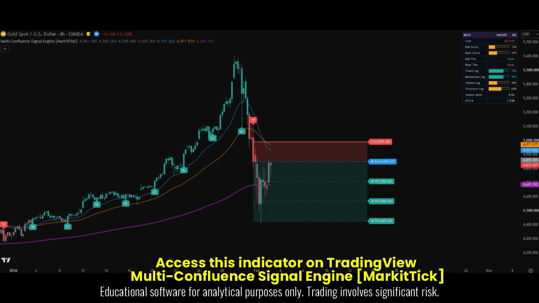The volume leg flags expansion using a spike multiplier against a rolling volume average, cross-referenced with candle direction so volume confirms rather than just measures activity. The structure leg applies pivot-based swing detection to identify higher high/higher low or lower high/lower low sequences, combined with a break of structure check against the most recent confirmed pivot.